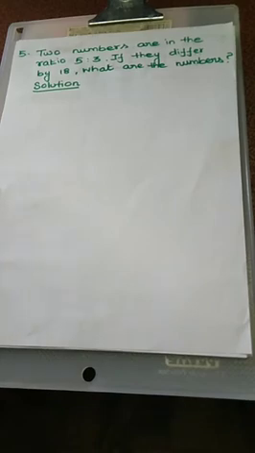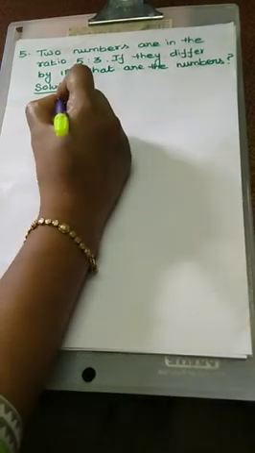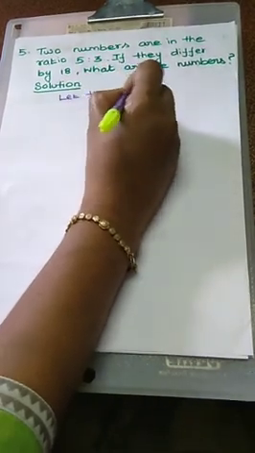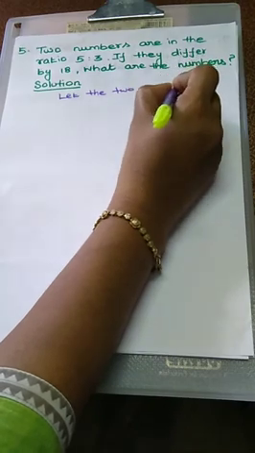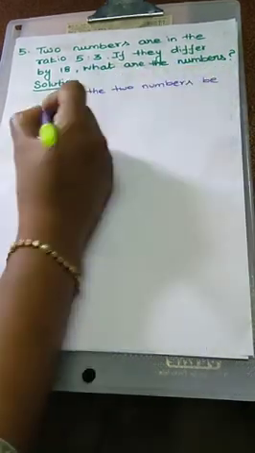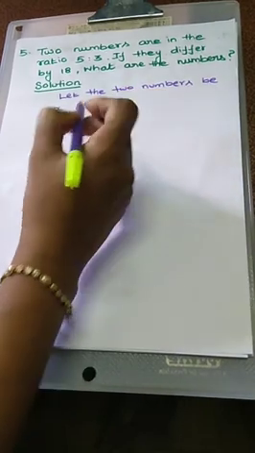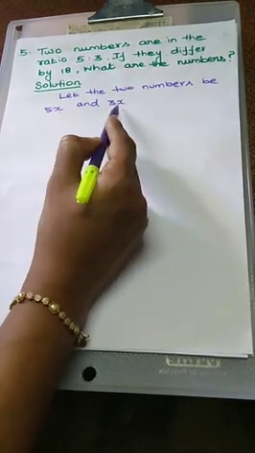Okay. If they differ by 18. Differ means, difference means we just subtract the value. So, what is given? 5x minus 3x equal to 18. We have to calculate that particular numbers only. Okay. First, we just imagine the numbers. Let the two numbers be 5x and 3x. Okay, we just imagine these two values are 5x and 3x.